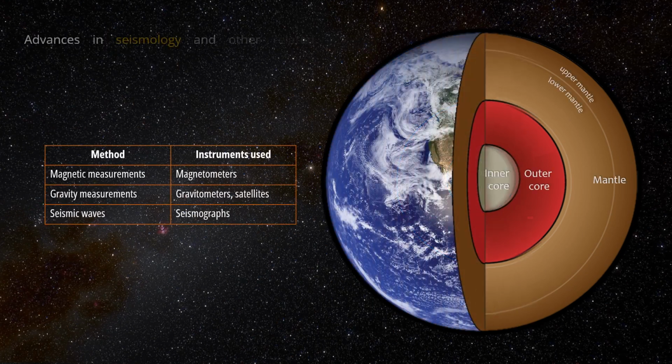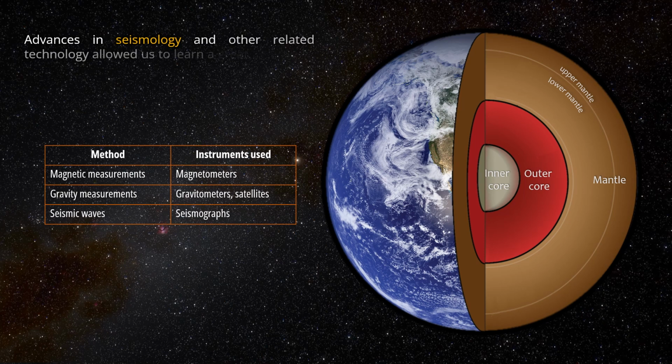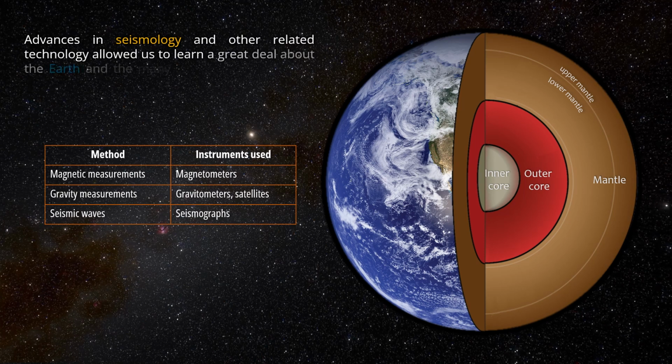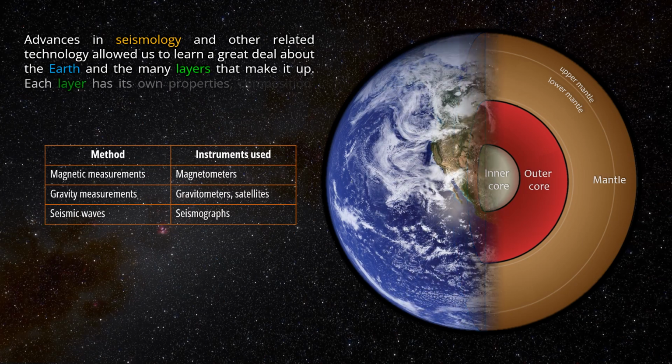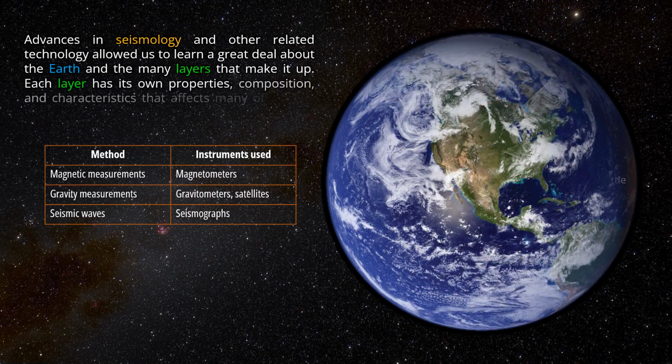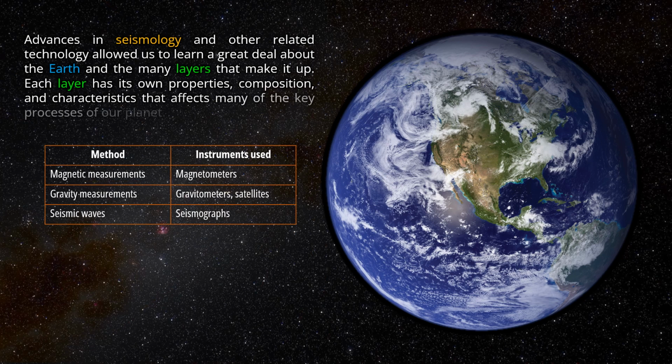Advances in seismology and other related technology allowed us to learn a great deal about the Earth and the many layers that make it up. Each layer has its own properties, composition, and characteristics that affect many of the key processes of our planet.